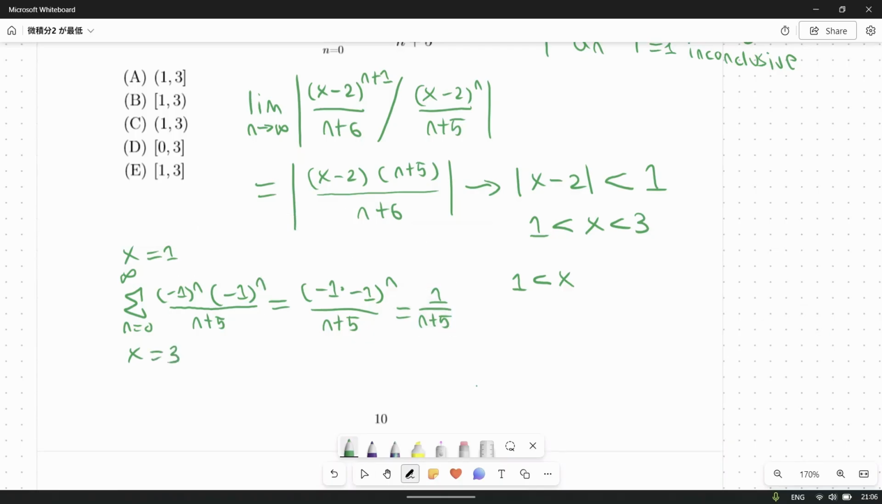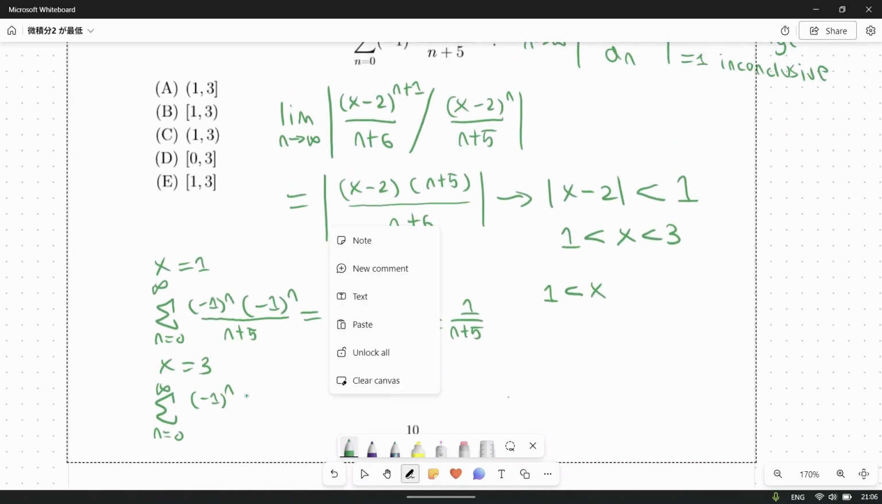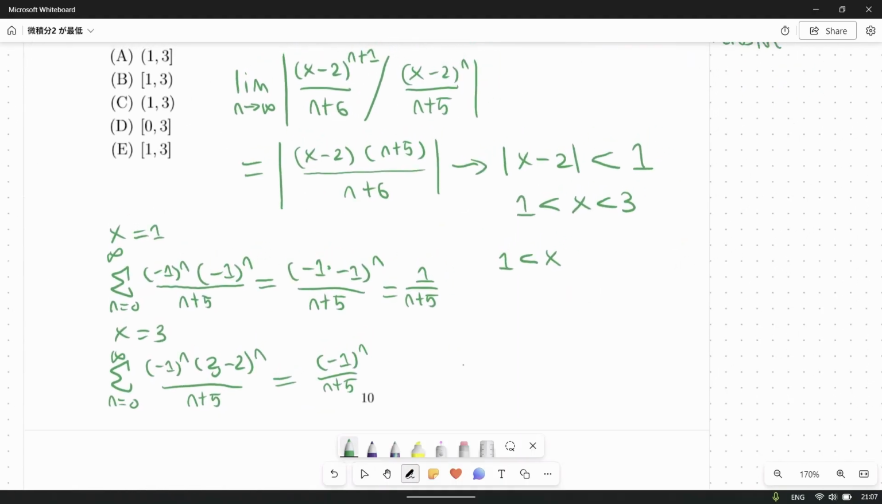In that case, plugging that into our series, you should end up with a new series that looks like the sum from n equals 0 to infinity of -1 to the nth power times 3 minus 2, which equals 1. So I'll write it out: you end up with 3 minus 2 over n plus 5, and then that's going to simplify to -1 to the nth over n plus 5. And now we have an alternating series.